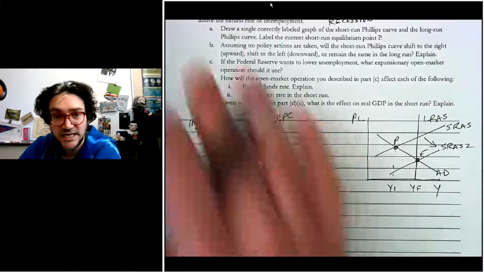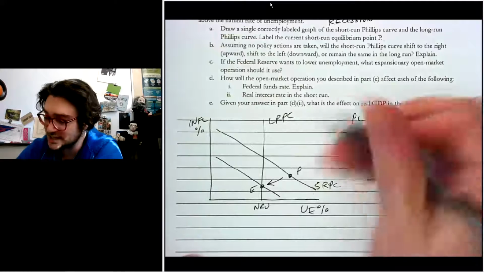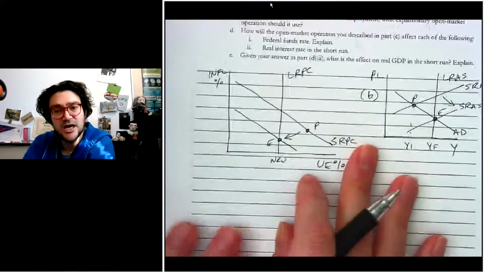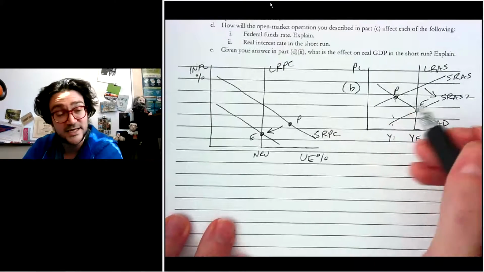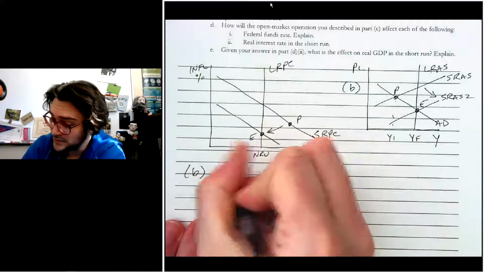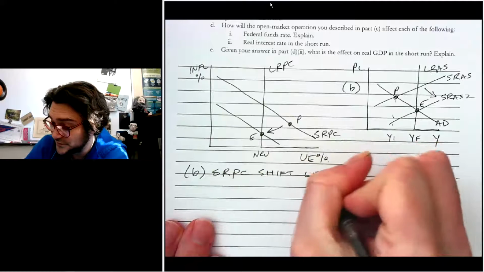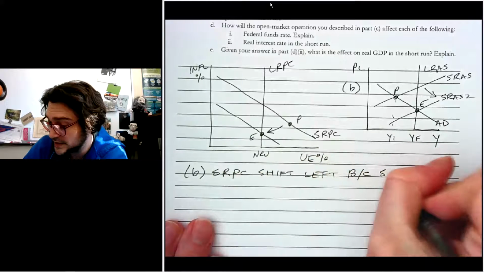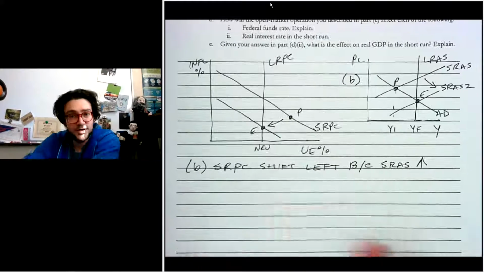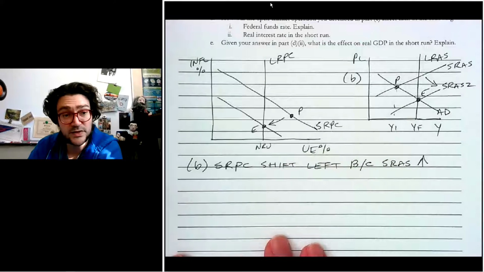Now it says explain. What I've drawn here would be perfectly acceptable as an explanation. You could just do that and you've explained it. Another way to do it that's shorter than drawing it, if you have it in your head, is to say to yourself, for part B, the SRPC will shift left because the SRAS increased. That's all you have to say. If you're good on that part, then you're okay. That's really where they want you to make that connection.